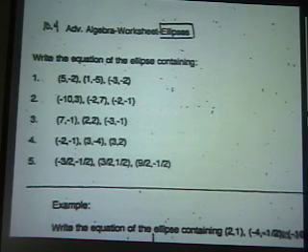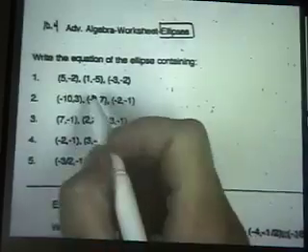Alright, in the second worksheet for 10.4, we're going to be given some points and we're going to have to write the equation for the ellipse. Each of these worksheets has examples on the bottom. I'm going to go ahead and do number 1 for you.